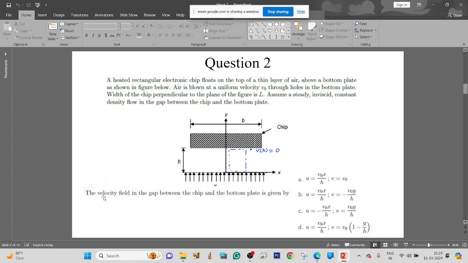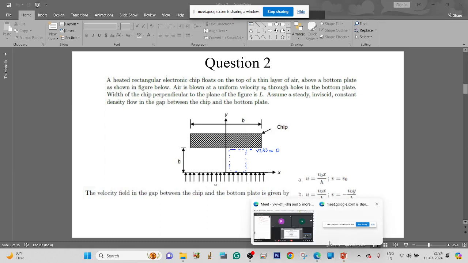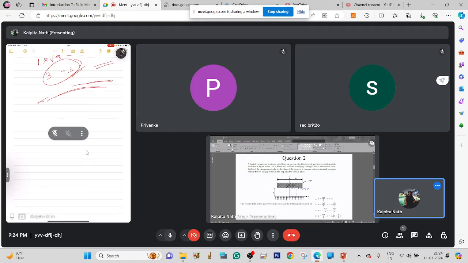So the first question in this is: the velocity field in the gap between the chip and the bottom plate is given by which of the following? Simple. We have taken this control volume, and again in this control volume, we'll check the fluid entering and the fluid leaving. So with that, we can find out the velocity fields in the x direction and y direction. Can you solve that in a similar fashion to what we have already done in the class?